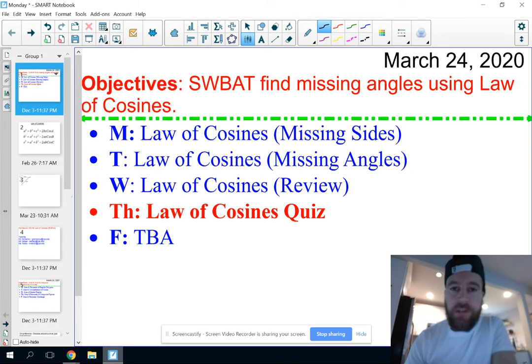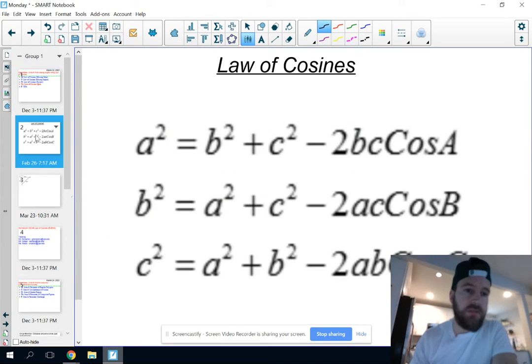All right, today we're going to be able to find missing angles using law of cosines. So yesterday we worked on finding missing sides. We use the same formulas, but we're looking for angles. So remember, with trig, just like with our SOHCAHTOA, just like with law of sines, anytime you're finding a missing angle, your last step is to use those inverse trig functions.